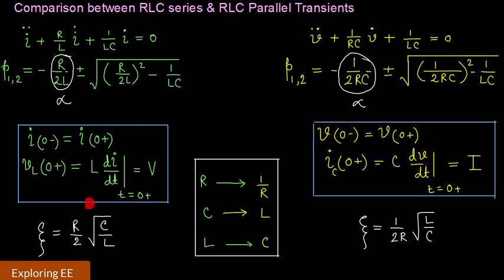The expression of zeta for the series RLC circuit is given by R by 2 times under root C by L. But in the case of the parallel RLC circuit, it is given by 1 upon 2R under root L by C. R becomes 1 by R here, C is replaced by L and L is replaced by C in the expression of damping ratio zeta. So R becomes reciprocal, and L and C exchange their positions in this ratio.